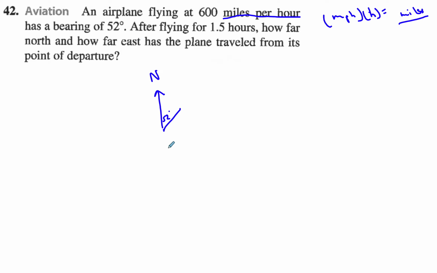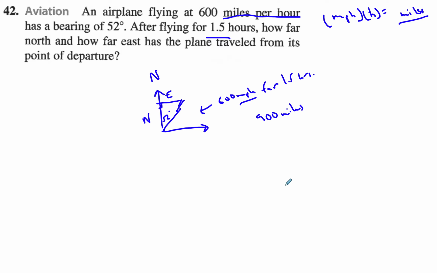So that would mean that it's flying some north and some direction east, right? So if it's 52 degrees, what we could do is we could kind of draw this in, and this would represent how far east, and this would represent how far north, okay? Which we could figure out, so we know that the plane's actually traveling this, right? And it's going 600 mph for 1.5 hours, which means this has a length, 600 times 1.5, of 900 miles, right? So the hypotenuse of the right triangle is 900 miles.